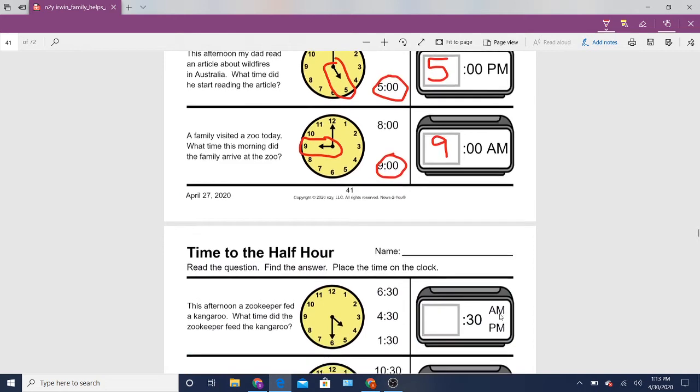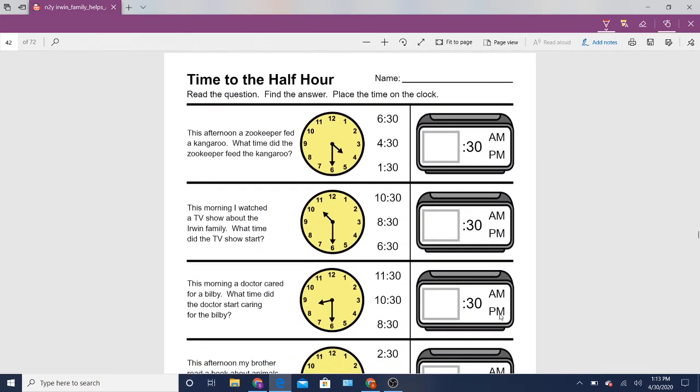Our next time sheet talks about time to the half hour. And the half hour means that our big hand is pointing down to the 6. And when it's pointing down to the 6, that means 30. Okay, again, we're going to look at our little hand to determine the hour.